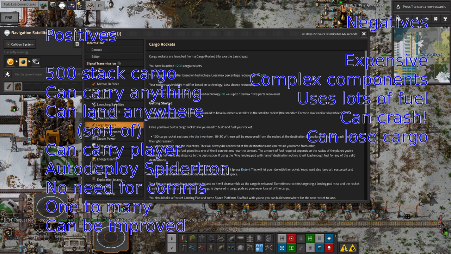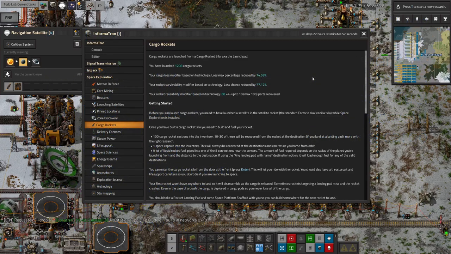Later on, you'll do research into rocket improvements. These reduce the amount of cargo lost, the chance of crashing, and also the number of rocket parts you get back to be reused, but it will take about 8 researches to get the 50% rocket reuse needed to make the rocket cheaper per stack than the delivery cannon.